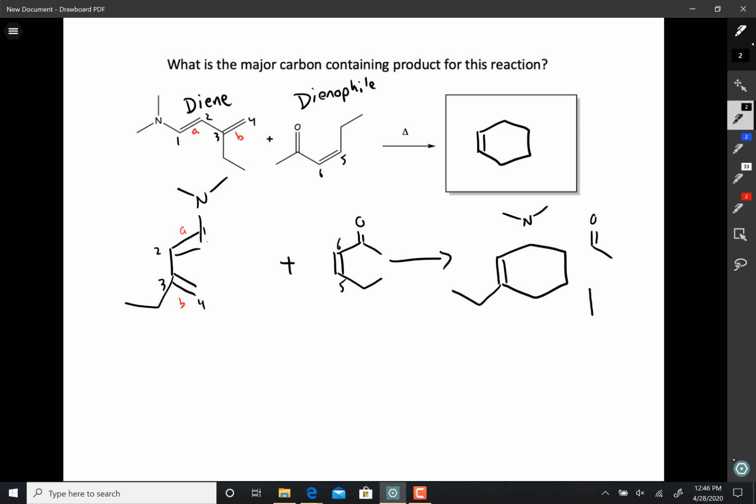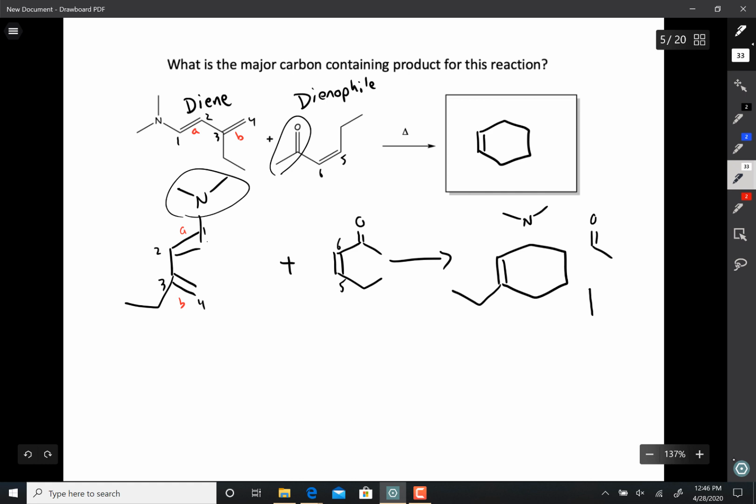Now, let's double check to make sure that our electron donating group and electron withdrawing group are ortho or para to each other. That's the ortho-para rule. And so our donating group on the diene, the strongest one, is the nitrogen. And the electron withdrawing group in the dienophile is the carbonyl. And we look, they are on adjoining carbons. They are 1, 2 away from each other, and so therefore they are ortho, so that checks out. If they weren't, we would have to basically just switch those two groups.